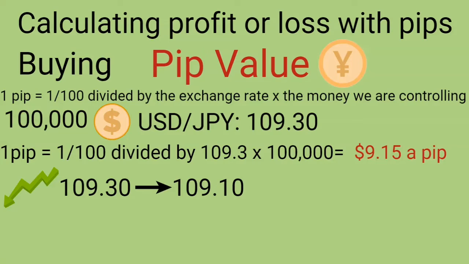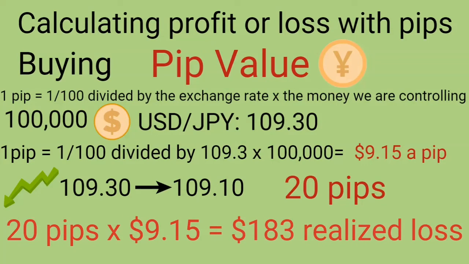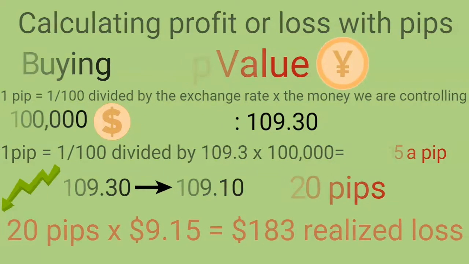Now, if we assume that after a couple of hours, the price went down from 109.3 to 109.10, this means that we lost 20 pips. If we closed our trade at that price, 109.10, we lost 20 pips, and 20 pips times $9.15 equals a $183 loss, and this is called a realized loss.